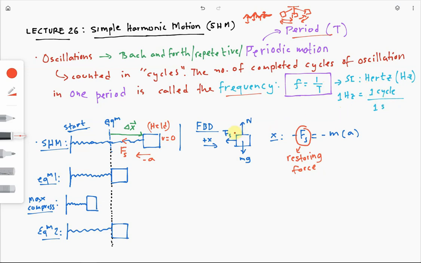Alright? Now, let's look at simple harmonic motion a little bit more closely. A simple harmonic motion is a very basic example of oscillations, as we have mentioned. That is a back and forth or repetitive motion. You can simply think of a mass connected to a spring which is fixed at one end to this wall here, and we can think about holding the mass at an extension of delta x.